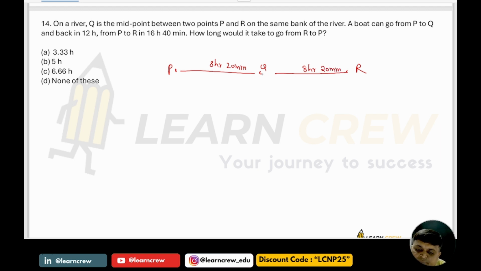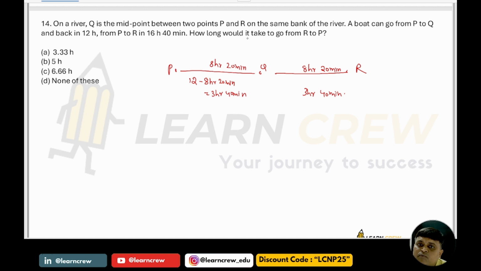Because it is the midpoint. A boat can go from P to Q and back, similarly Q to R and back in 12 hours. So from here to here it is taking 8 hour 20 minutes, and from here to here it is taking 8 hour 20 minutes. So in the return it will take how much? 12 minus 8 hour 20 minutes, which is nothing but 3 hour 40 minutes. Here also same, 3 hour 40 minutes.